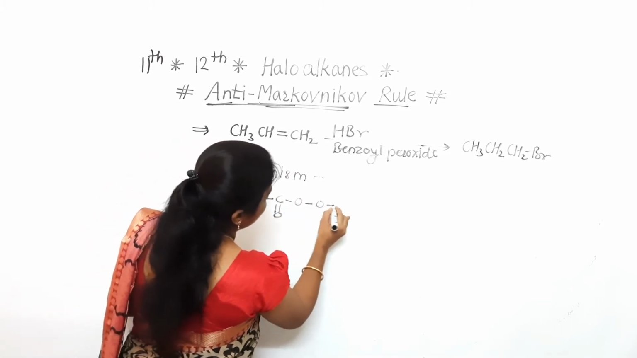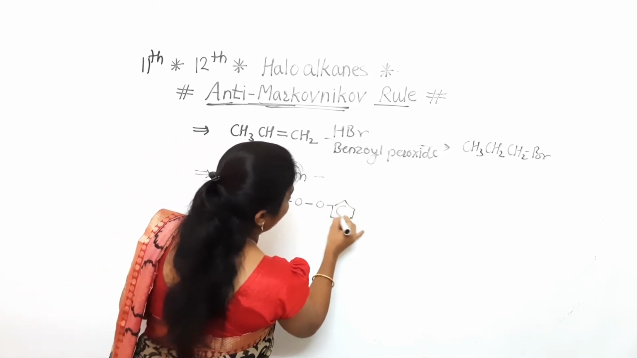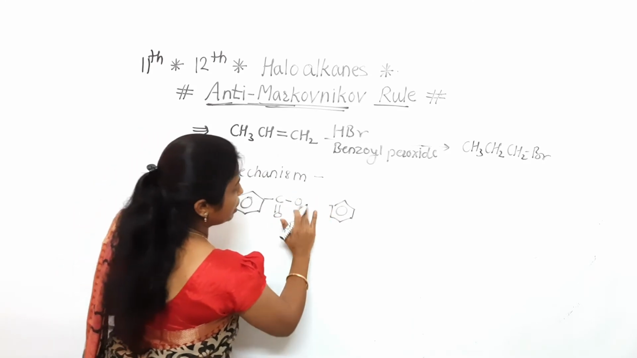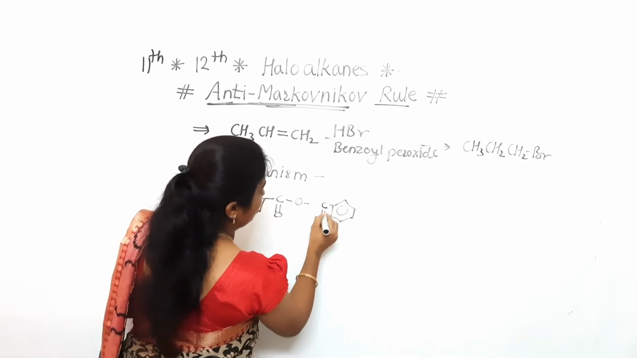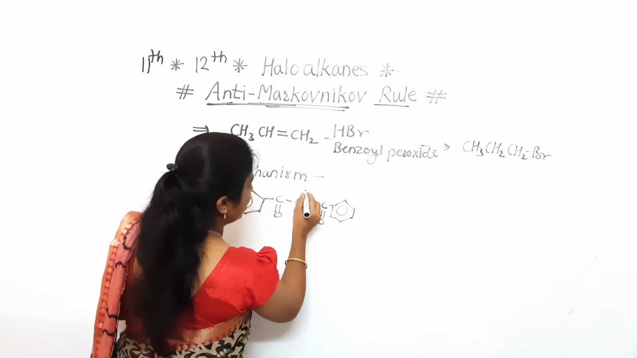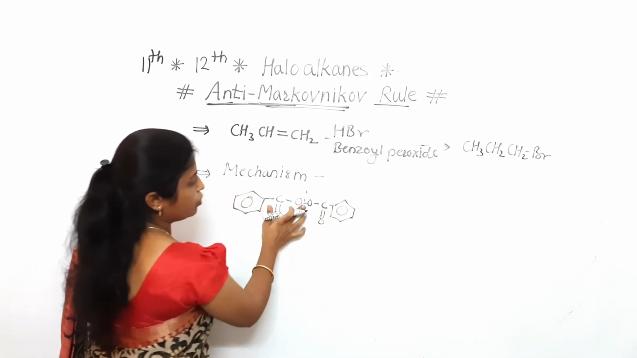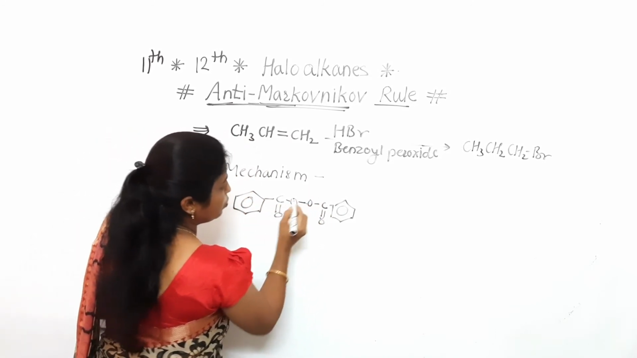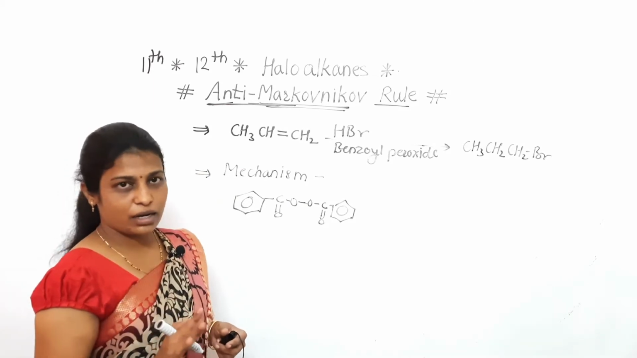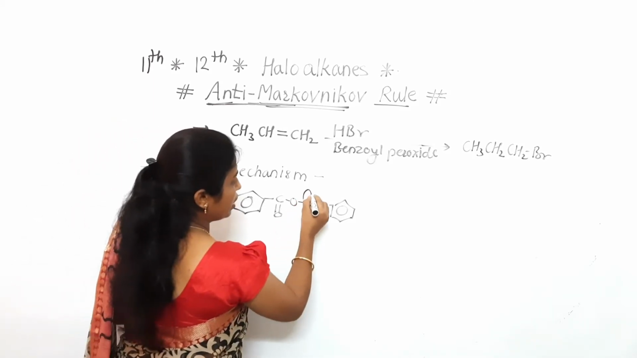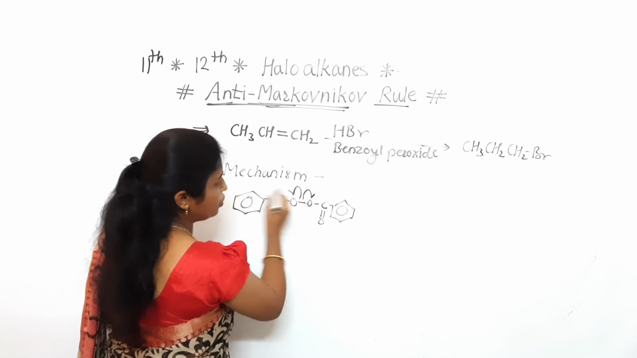So this is the structure of benzoyl peroxide. If we consider that middle part, it is symmetrical. Because of that, if we are dividing from this side, then what will happen? See here, this bond, one bond, 2 electrons are required. 1 electron we are giving to this oxygen, 1 electron to this oxygen.